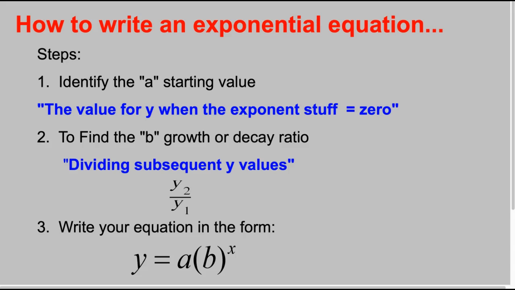And then to find the B or growth or decay ratio, you divide subsequent y values. So you take y2 divided by y1, the previous one, or you can take the third y divided by the second y, or the fifth y divided by the fourth y. As long as you know it's an exponential relationship, then you can take any y divided by the y before that, and that will give you that growth or decay factor. Okay? All right, let's do it.